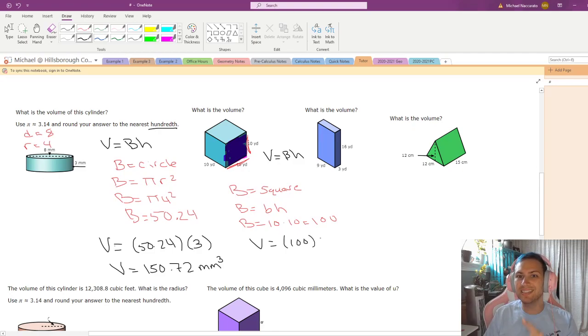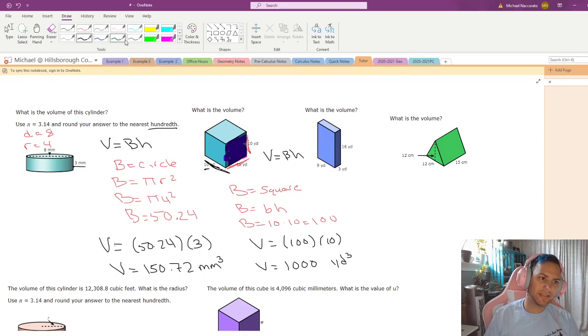The height is the distance between the one square base and the other square base. Since I made the base on the front the square, then the square on the back is also the other base. So the distance between those is this 10 right here on the side. So 100 times 10, and I end up getting 1,000, and it's yards cubed.